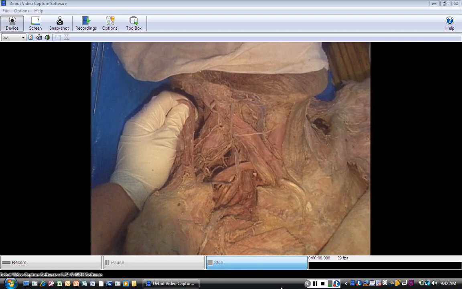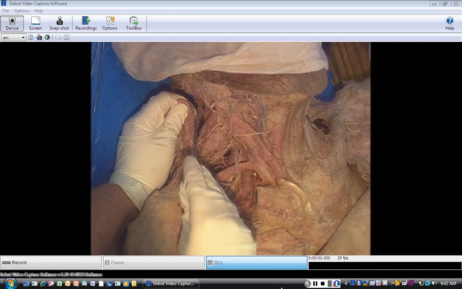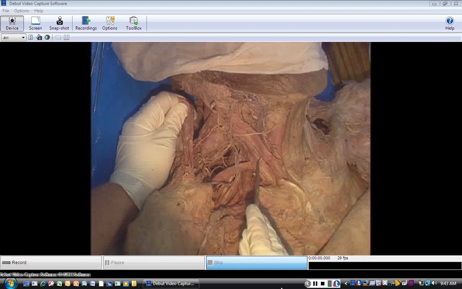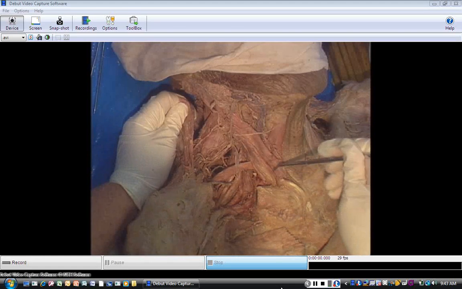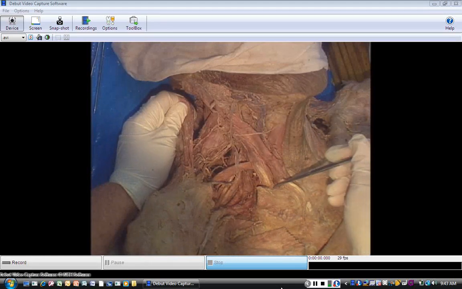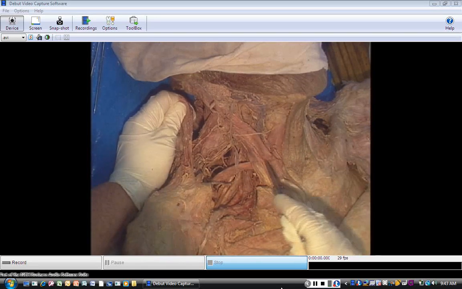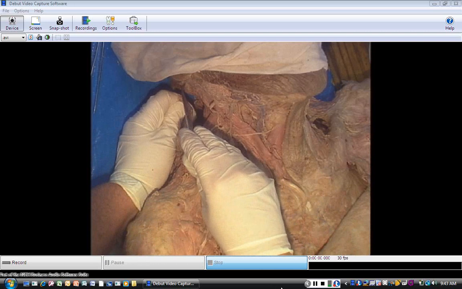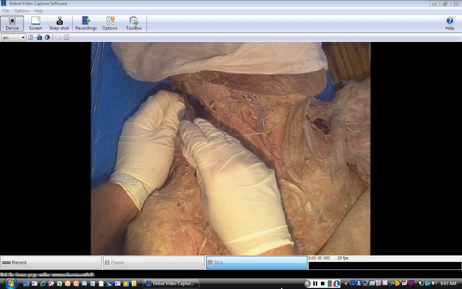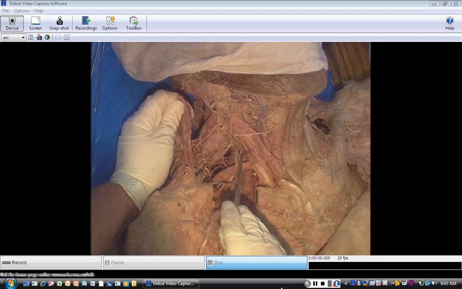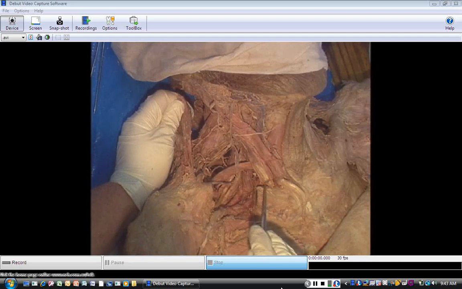Okay, the borders of the posterior triangle of the neck include the posterior border of the sternocleidomastoid. So here's the sternocleidomastoid with its two heads. The clavicular head's been cut off from the medial end of the clavicle, and this is the round tendon for the sternal head. And then its superior attachment is to the mastoid process and to the lateral part of the superior nuchal line. So the posterior border of the sternocleidomastoid makes one border of the triangle.